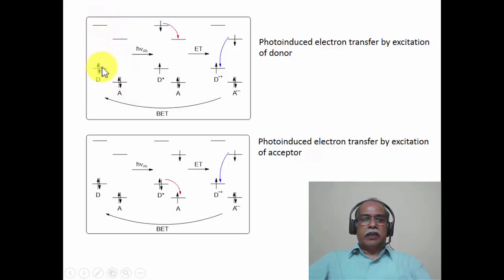A molecule can be a donor or acceptor depending upon what the counterpart is. In other words, whether the ionization potential of the counterpart is higher or the electron affinity of the counterpart is higher makes it a donor or acceptor with respect to each other.